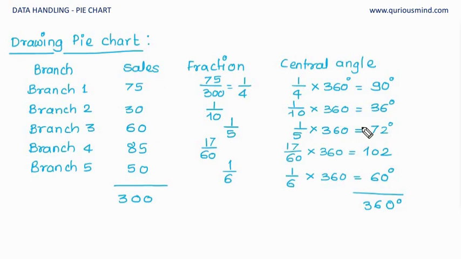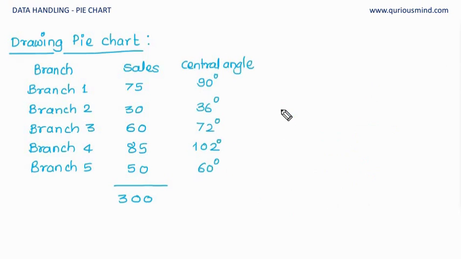So after organizing the data in a tabular format, we have calculated the fraction. Fraction is part of the whole. So part upon whole is the fraction. And once we calculate fraction, we multiply it by the complete angle 360 degrees to get a central angle. And now we are ready to draw our pie chart. So I'll make some space by deleting these things and only keep the angle here. Once we calculate the central angle, we'll start drawing the pie chart.